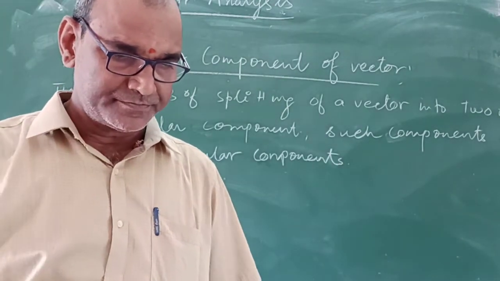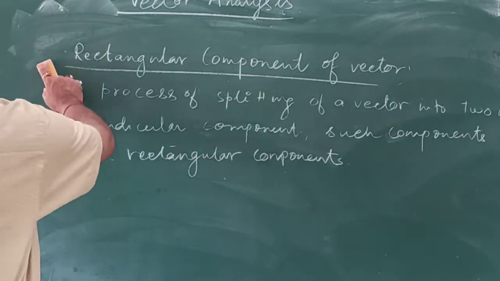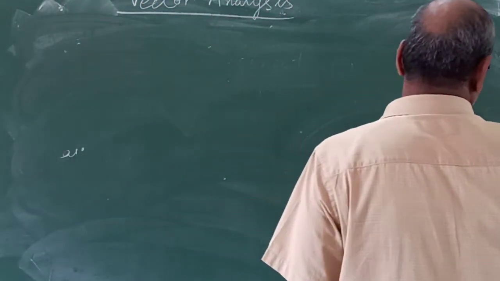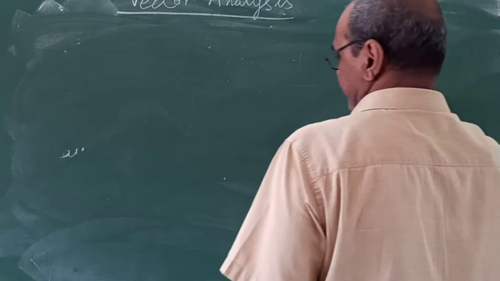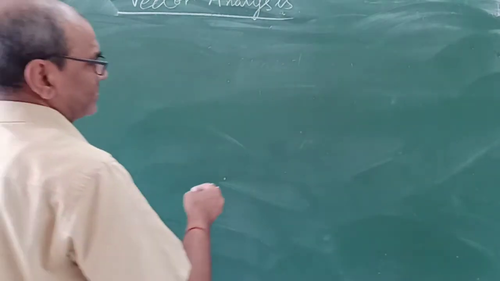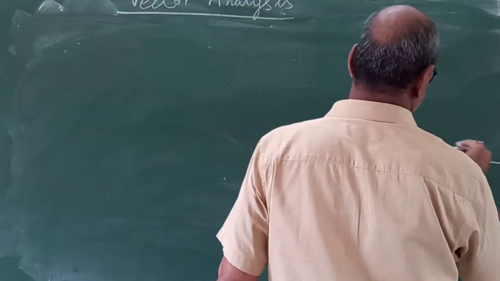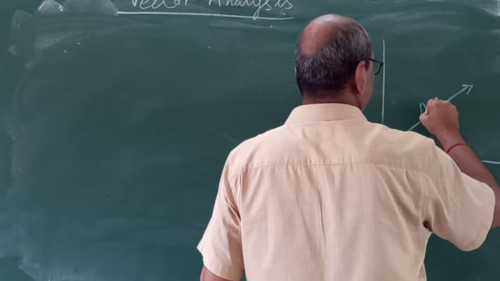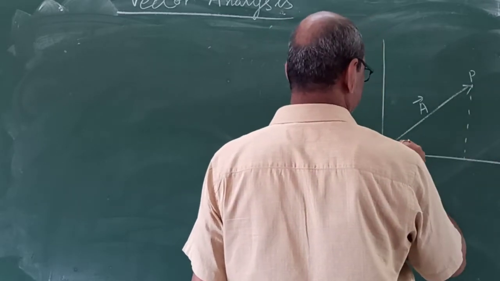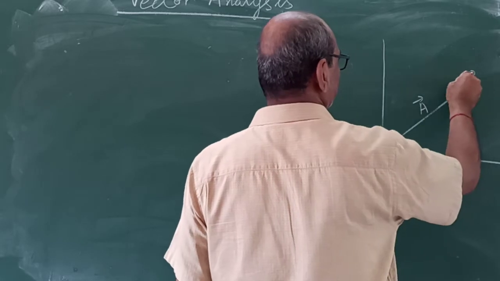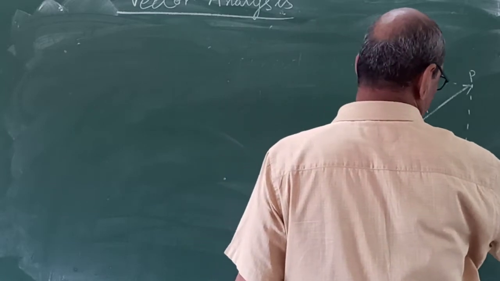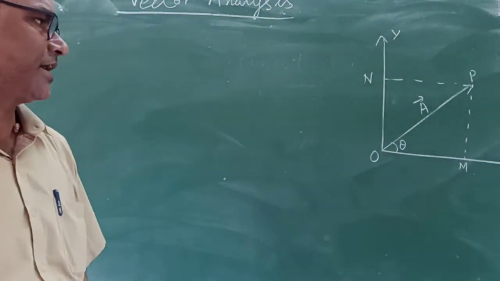Suppose we want to resolve a vector into two mutually perpendicular vectors along x-axis as well as along y-axis. Therefore, vector A is represented by line OP. From point P, draw a projection which meets at point M. From point P draw a projection which meets on point N.